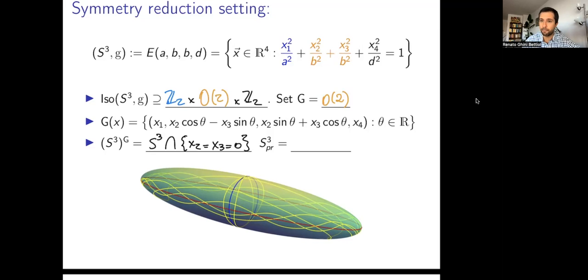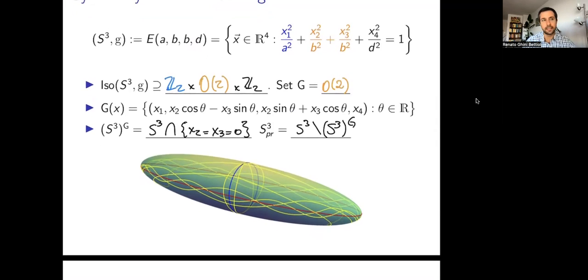And the principal part of S3, the principal points, as we discussed in the first part of the talk, are everything else. So the complement of the fixed point set, in this case, is the principal part. Remember, this is an open, dense, and connected subset. In this case, it's everything except for this circle's worth of fixed points.